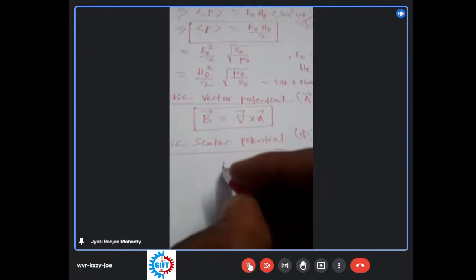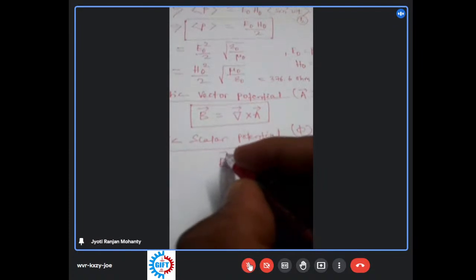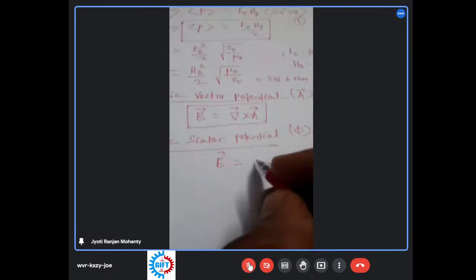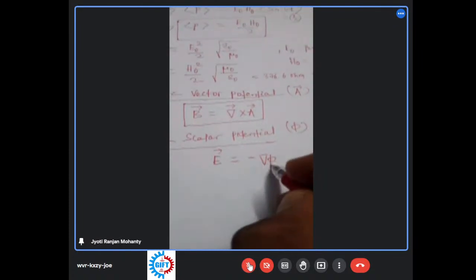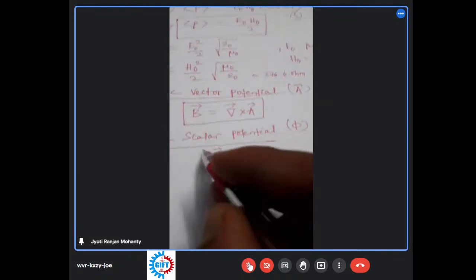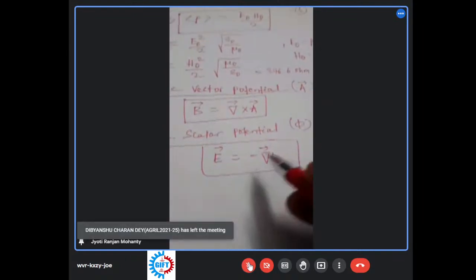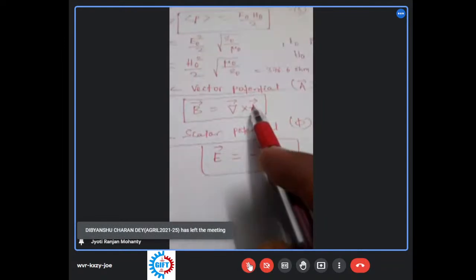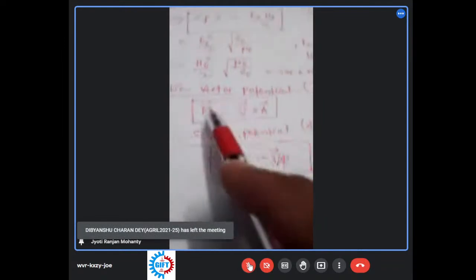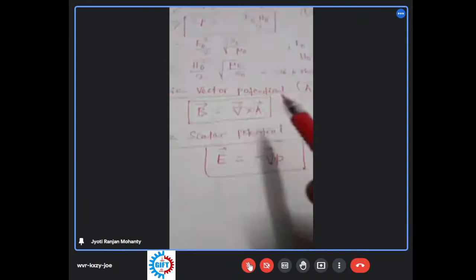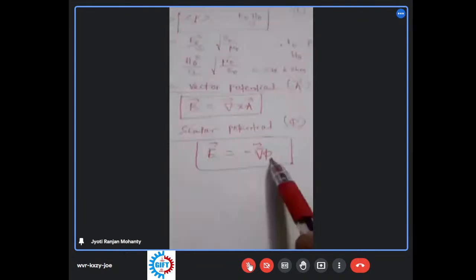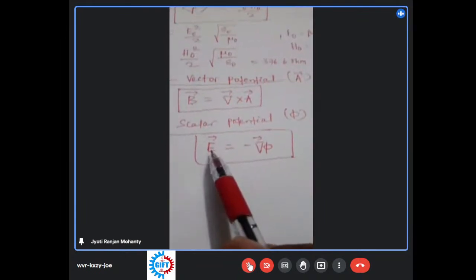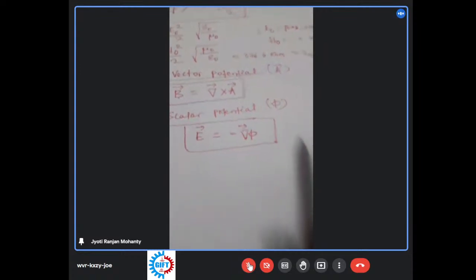So this electric scalar potential means we can write E is equal to minus del phi. Look at the beautiful concept. With A we are getting the magnetic vector potential. With phi we are getting the electric scalar potential. E is equal to minus del phi.